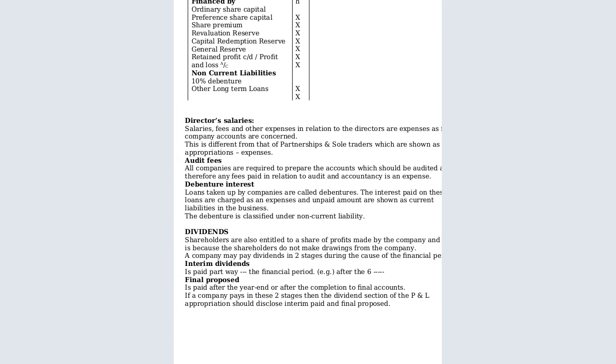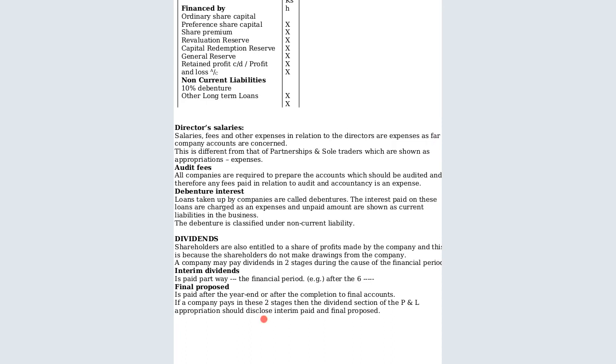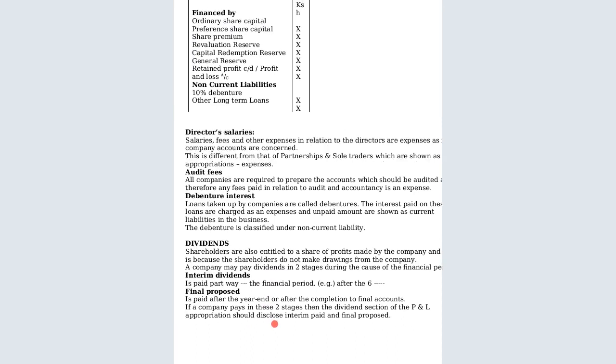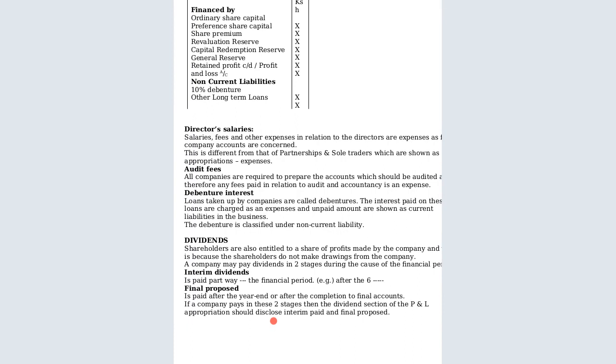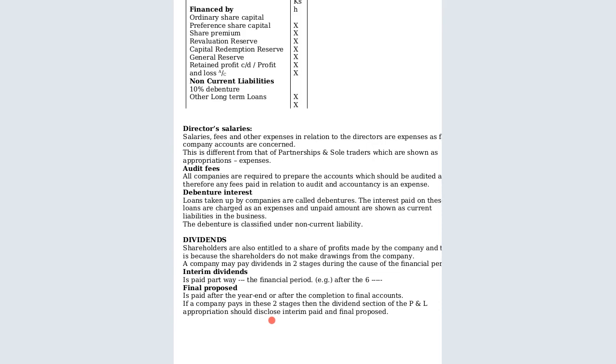Then the dividends, I have tried to explain the issue to do with the dividends, and we have a share of profit made by the company, and this is because the shareholders do not make drawings for the company. So remember in our past balance sheet, we used to have an item drawings, but now in a company you cannot have drawings because shareholders cannot withdraw money from the business. So what we have is dividends.